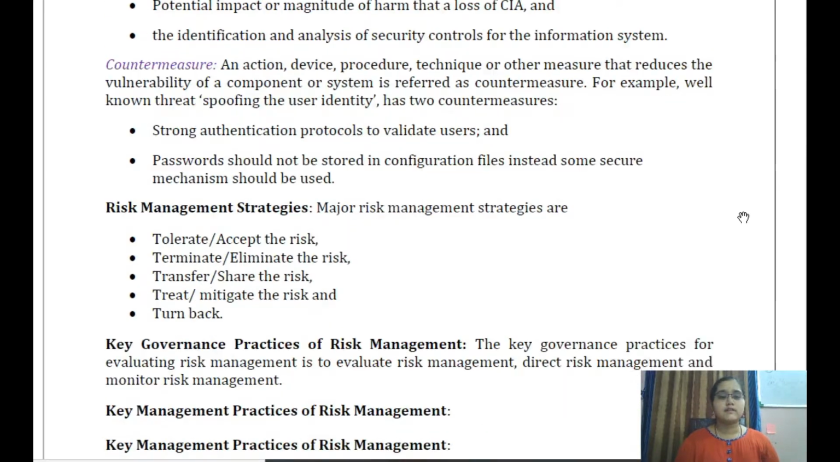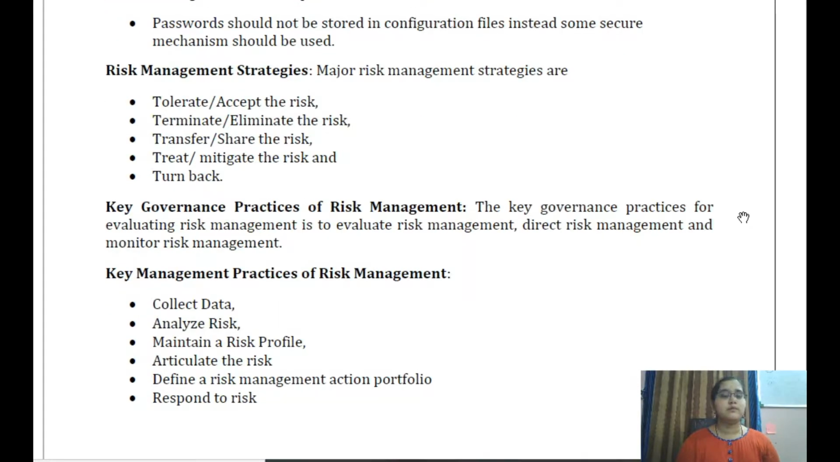Then, what are the risk management strategies? Risk management strategies are broadly five types: tolerate or accept the risk, terminate or eliminate the risk, transfer or share the risk, treat or mitigate the risk, and turn back. Tolerate or accept the risk means the risk is very small in quantity and the organization can accept it, because it may be part of the business itself. For example, in the credit card business there is a chance of defaults, so that is an inherent risk. Therefore, the company will accept it to some extent.